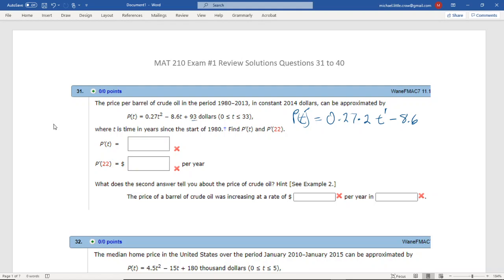And the last term, the 93, is a constant, so its derivative is 0. We could put a plus 0 on the end, but we generally don't. So we just need to multiply this front part. 0.27 times 2 is 0.54, so 0.54t minus 8.6. That is our derivative function, and we put that into here.